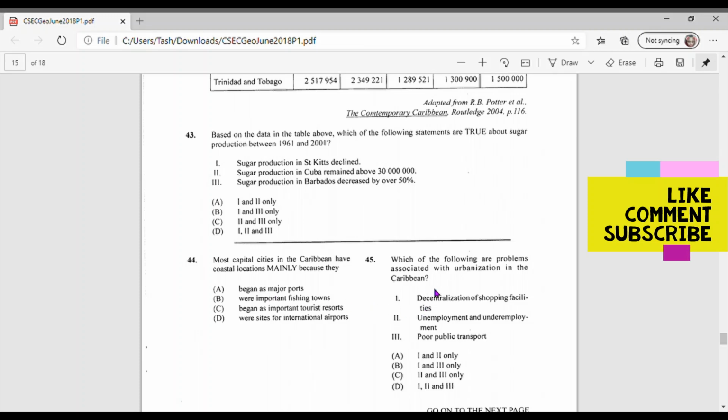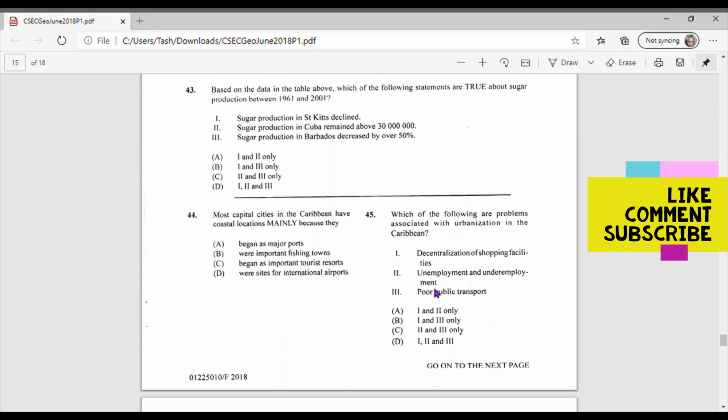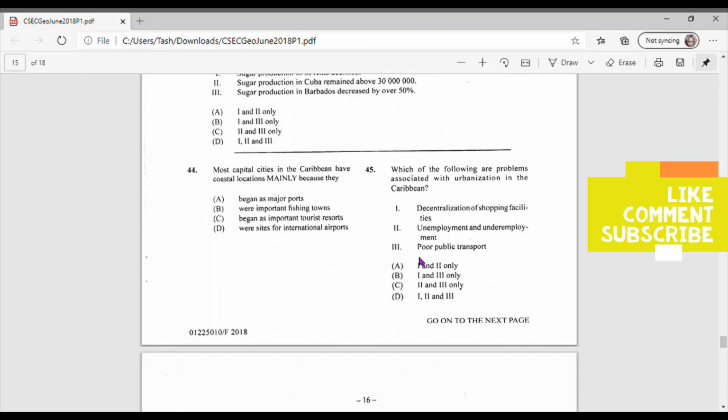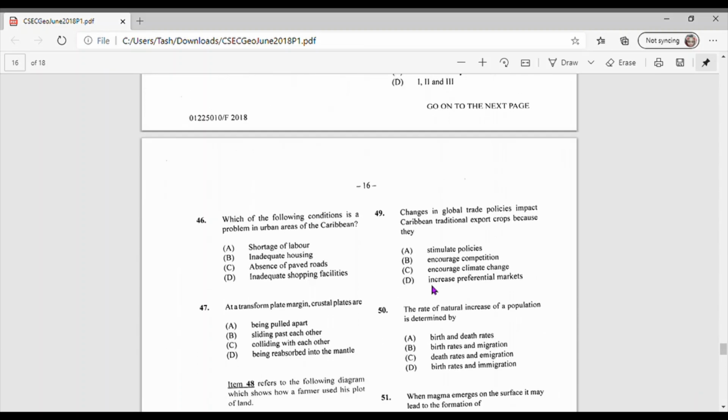Number 45. Which of the following are problems associated with urbanization in the Caribbean? Decentralization of shopping facilities, unemployment and underemployment. That one is correct. And poor public transportation. So that would be 2 and 3. So the answer for number 45 would have been letter C, which is 2 and 3 only.